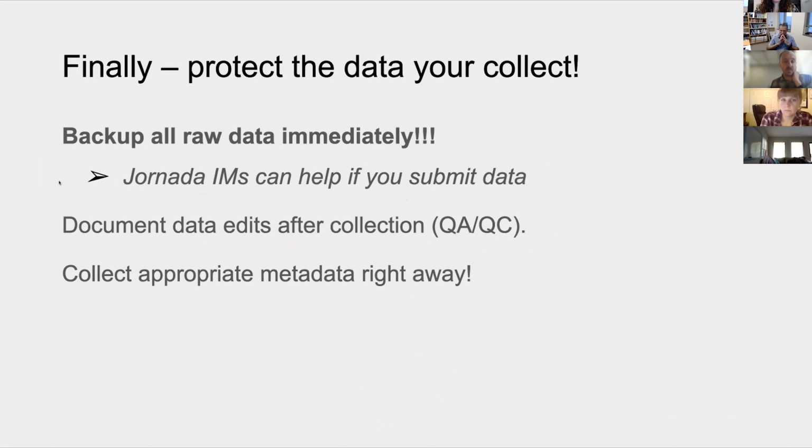Once you do have your raw data saved, first of all, I would make a copy of it if you're going to do any QA/QC and keep the raw data, and document any data edits that you make after data collection. So any QA/QC that you do later on after you collect the data, keep a journal of that or a README file about that, and collect any appropriate metadata that you think you're going to need right away. So that could be locations in the field, times that you're doing the data collection, people that are with you, all of that sort of stuff.